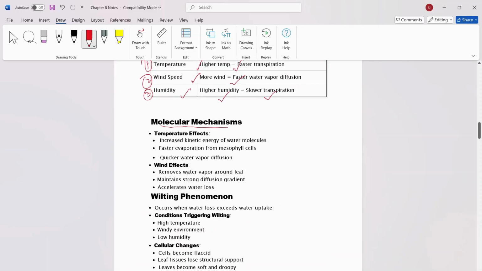Now let's talk about the molecular mechanism. Temperature effects: increased kinetic energy of water molecules. When the temperature is higher, you have more kinetic energy and hence the water will evaporate more. Faster evaporation from mesophyll cells. This is the location from where the water evaporates. Quicker water vapor diffusion. Next is wind effects. It removes water vapor around the leaf, maintains a strong diffusion gradient and accelerates water loss.